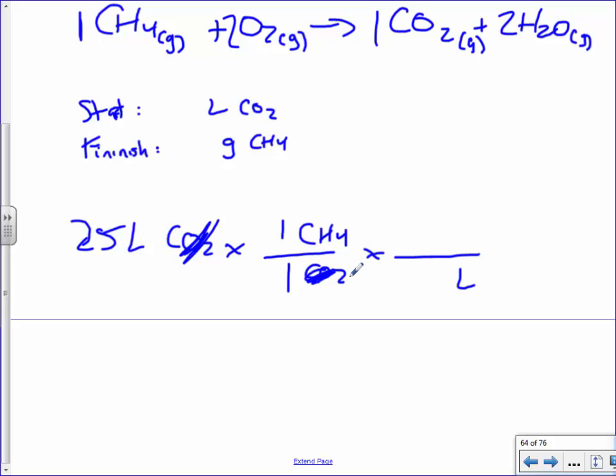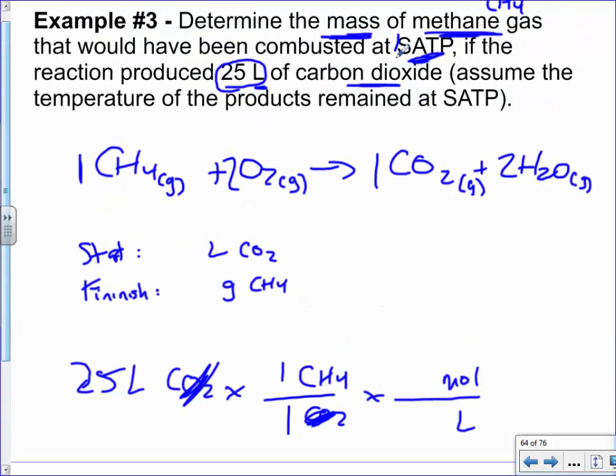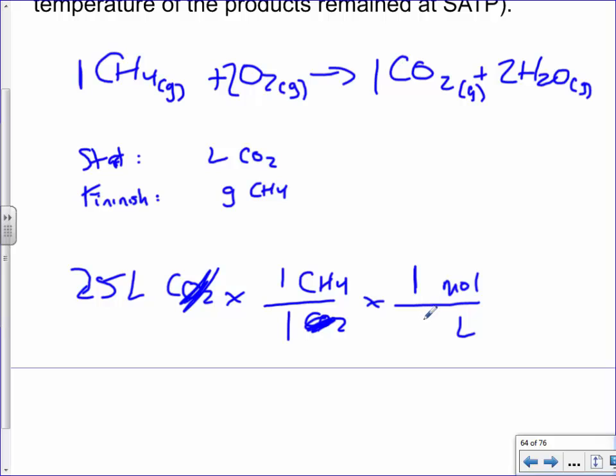What am I looking for, though? Grams. Now, don't write this out, but if we knew a grams to liter ratio, I would use it. I don't have a grams to liter ratio, unfortunately. But I do know a moles to liter ratio. You kind of have to use moles as a go-between. And that ratio comes from the fact that we know SATP, a relationship. We just used it a slide ago. In 1 mole of gas, there are 24.8 liters. Does that make sense?